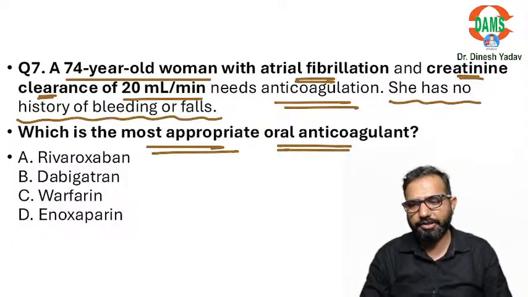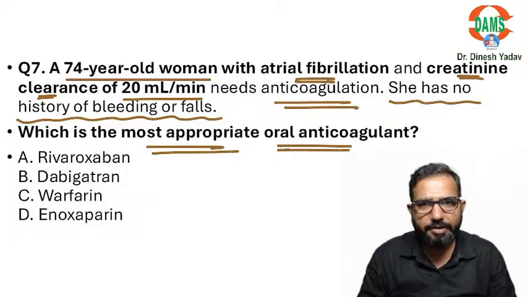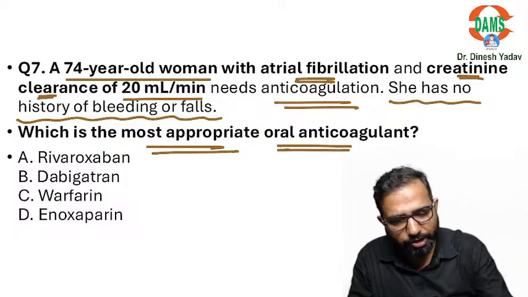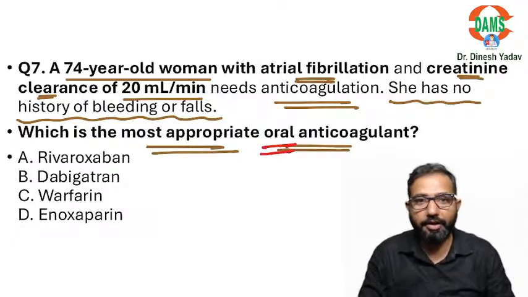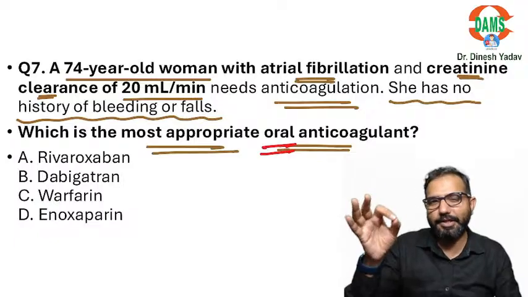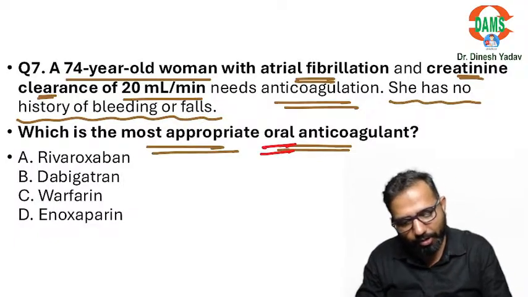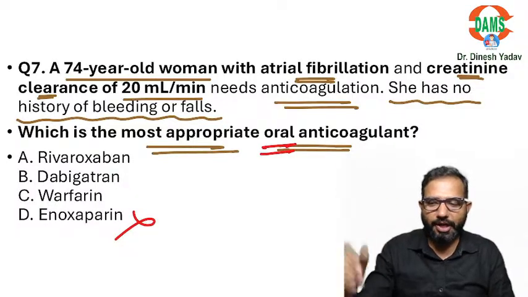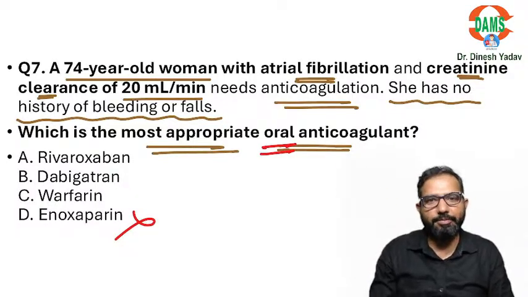Batao bachcho, what is the correct answer? Rivaroxaban, dabigatran, warfarin or enoxaparin? The question is about oral. So please rule out one option which is not oral first. Always read the option carefully. No oral, so no enoxaparin. Enoxaparin is parenteral. So one option is out. Now we have to see A, B and C.